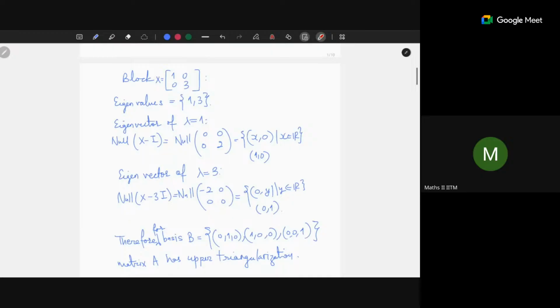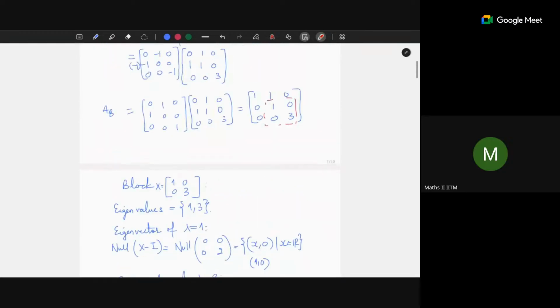So what does this mean? This is already a diagonal matrix, so we don't need to diagonalize it further. Okay, so it is perfect. You cannot perform a further upper triangulation of this. That means the basis that we have chosen earlier, that is B, is sufficient and is working.